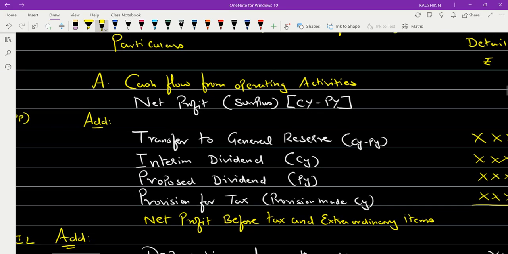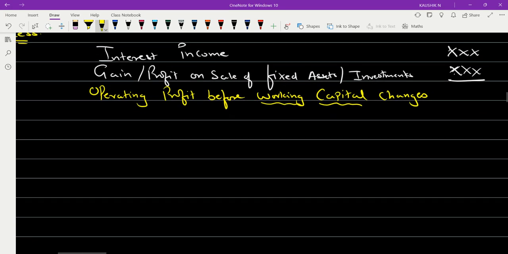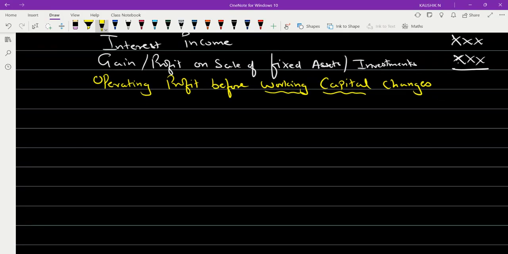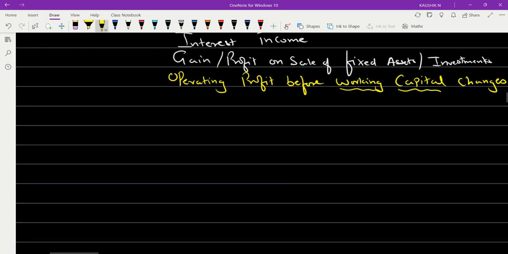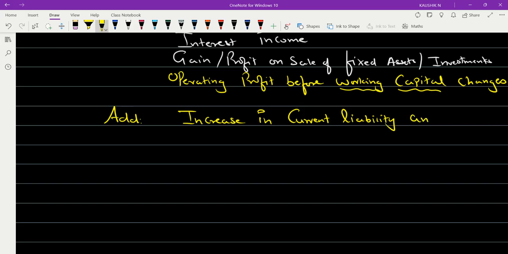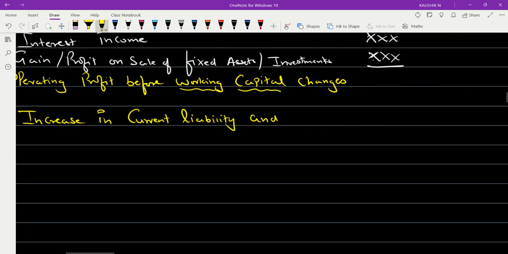So now after you got this statement changes, that is operating profit before working capital changes, now bring a statement like add. So as I said, focus only on the current liability. So when current liability increases, add this. Okay, so statement will be as increase in current liability and decrease in current asset.